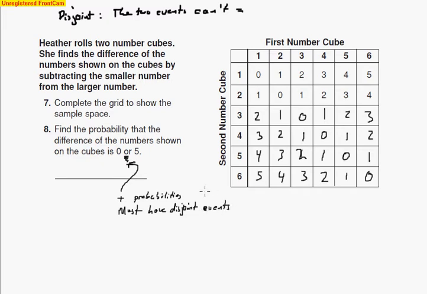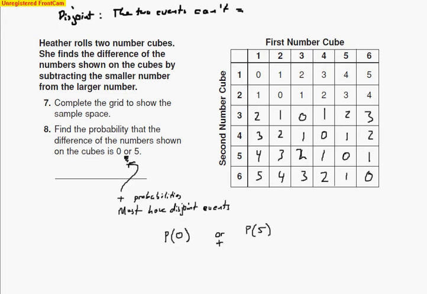Like, remember the 2 and the prime numbers? An even number and a prime number, those do have something in common. 2 is a prime number and it's even. So we couldn't add those two events together. So here we can, because here we're looking for the probability of either a 0 or the probability of a 5. A 0 is not a 5. A 5 is not a 0. So these are disjoint events. So we will be able to add them together. So in this case, yes, we can add these numbers together.